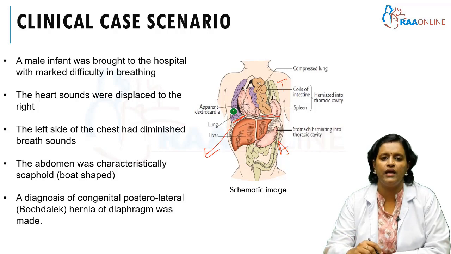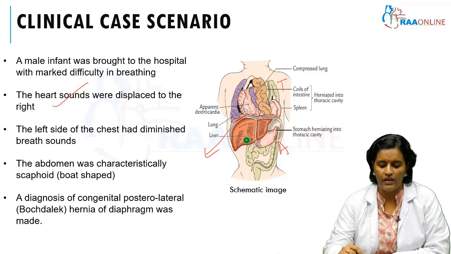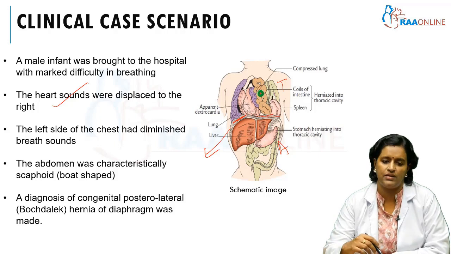Now, there is a defect in the diaphragm. So, what happens? Abdominal contents may herniate into the thorax. Now, as all the contents of the abdomen herniate into the thorax, there will be displacement of the thoracic contents to the right side. That is why in this case, there are heart sounds displaced to the right side and the abdomen is scaphoid or boat-shaped because of relative emptiness. The abdominal contents have herniated into the thorax.